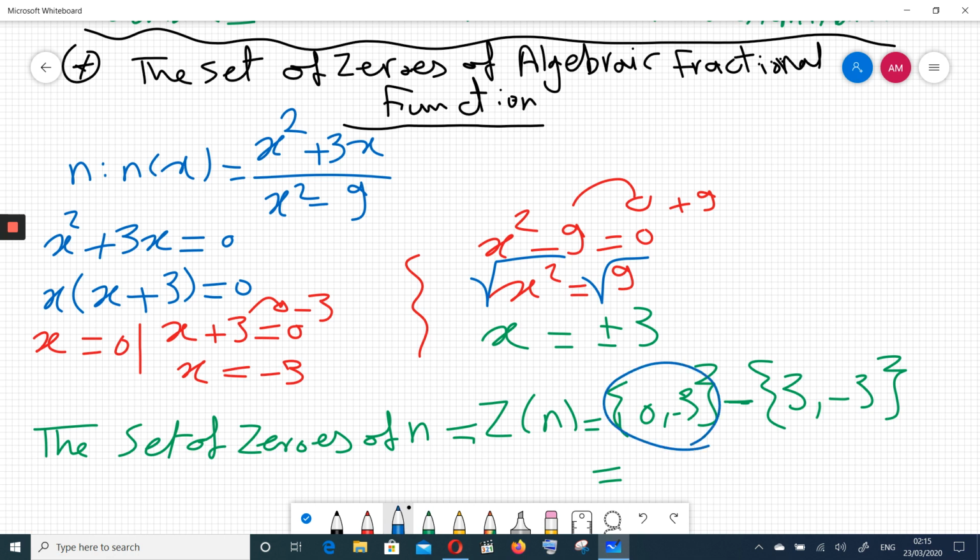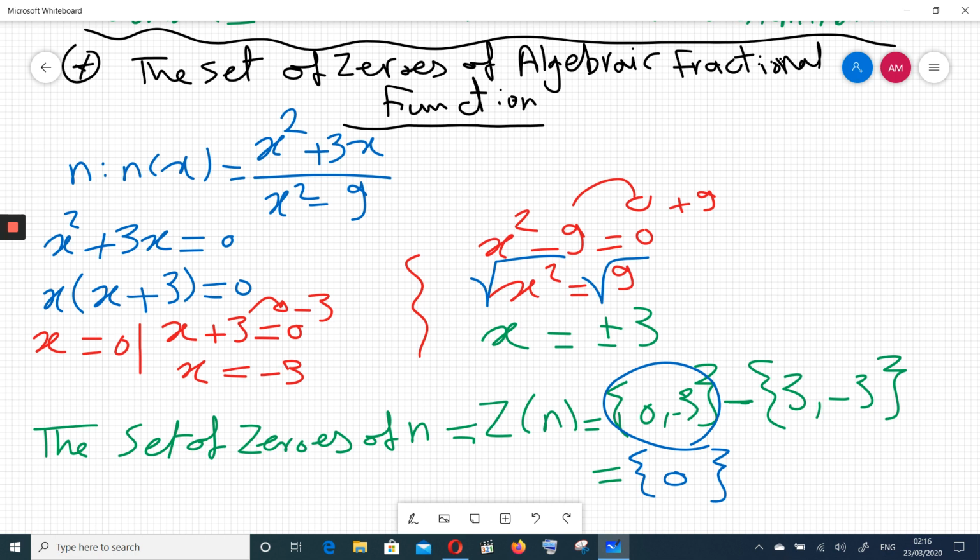set and not in the second set. The first set has 0 and negative 3, but the second set has 3 and negative 3. So which element is in the first, not in the second? Yeah, that's right. Its only element is 0. So the set of zeros of the function n of x is going to be the set of 0.